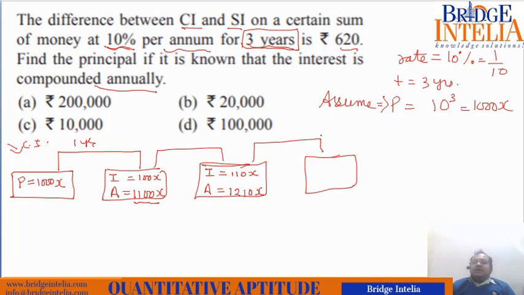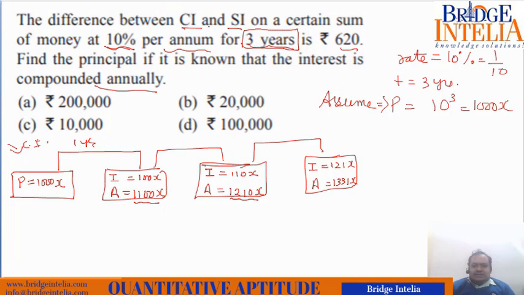1210x. Third year, interest will be 1/10 of 1210x, so that will be equal to 121x. Updated amount will be 1210x plus 121x, so that is equal to 1331x. So finally, your deposit of 1000x becomes 1331x. So what is being told?